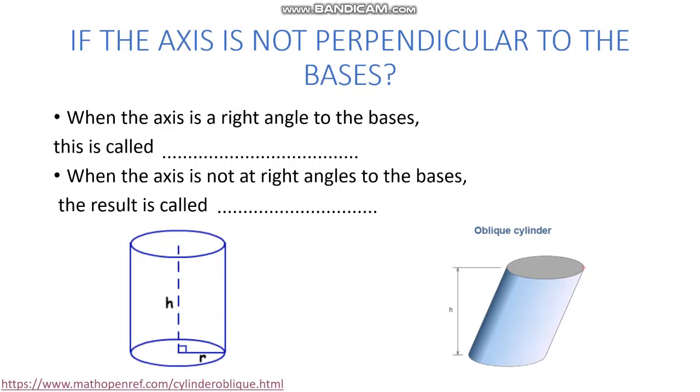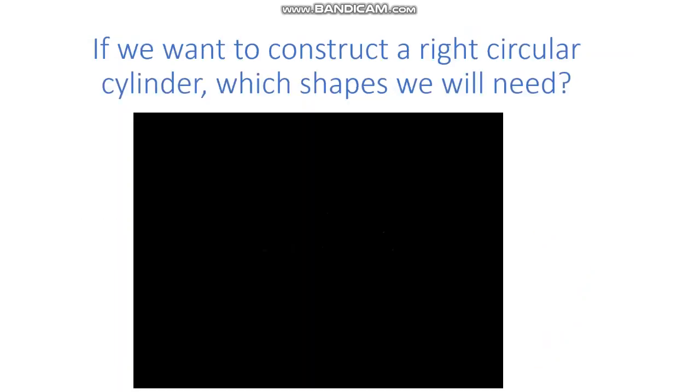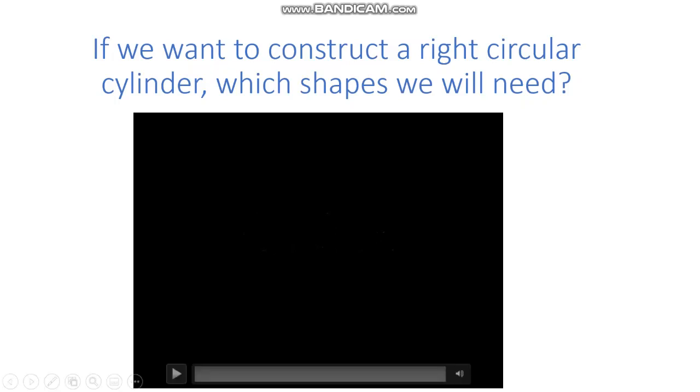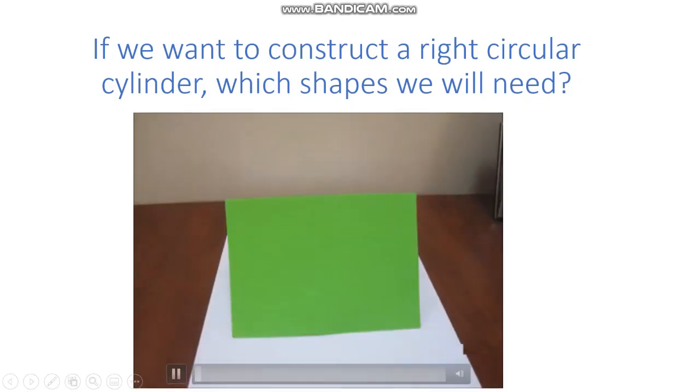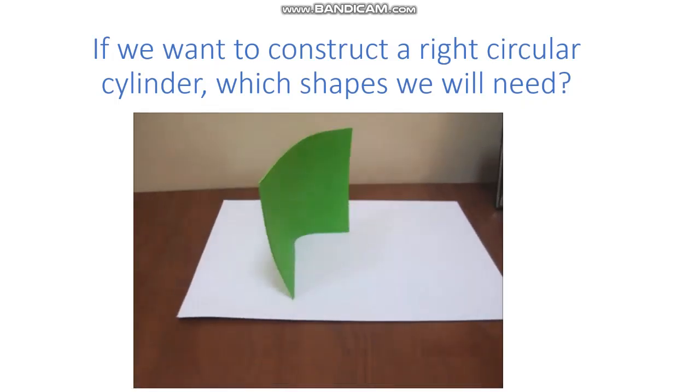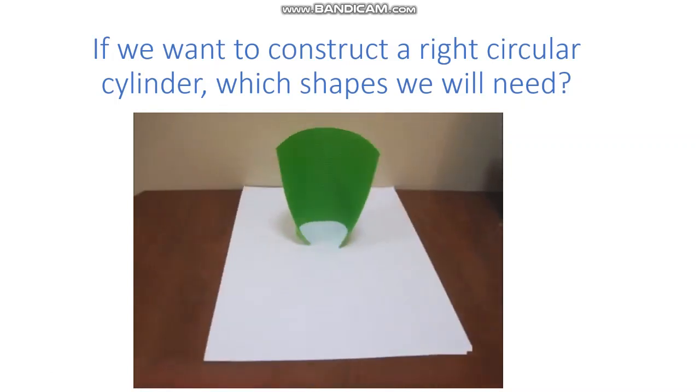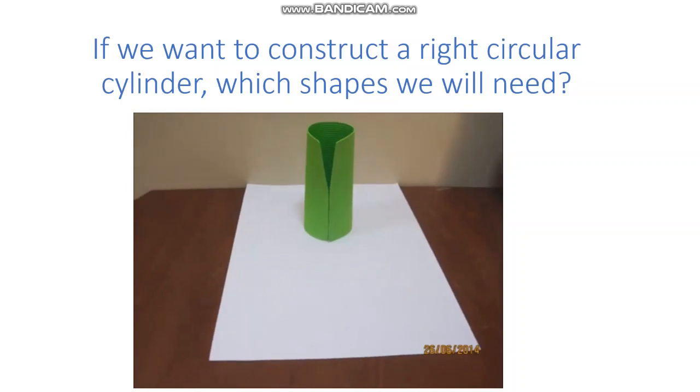Now we know that the axis can be perpendicular to the base or not. If we want to construct a right circular cylinder, which shapes will we need? You can stop the video and think about it. And come back. Let's look at this video. Yes, we need a rectangle to create the curved surface.